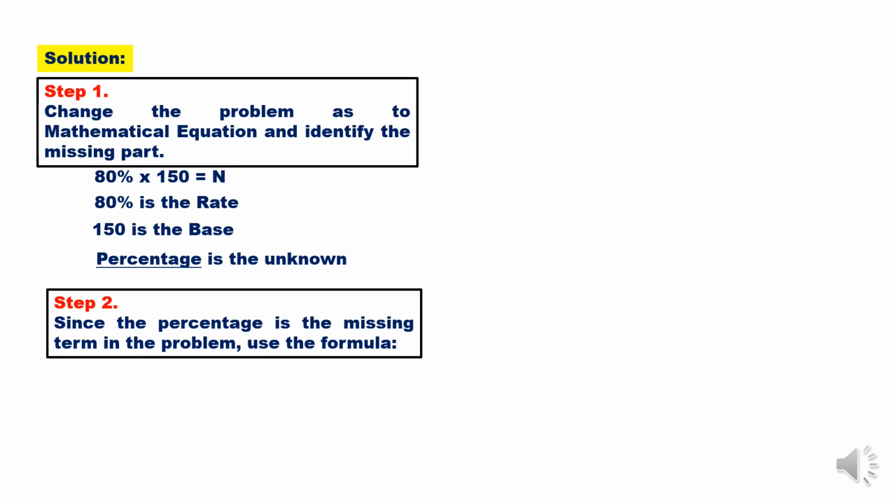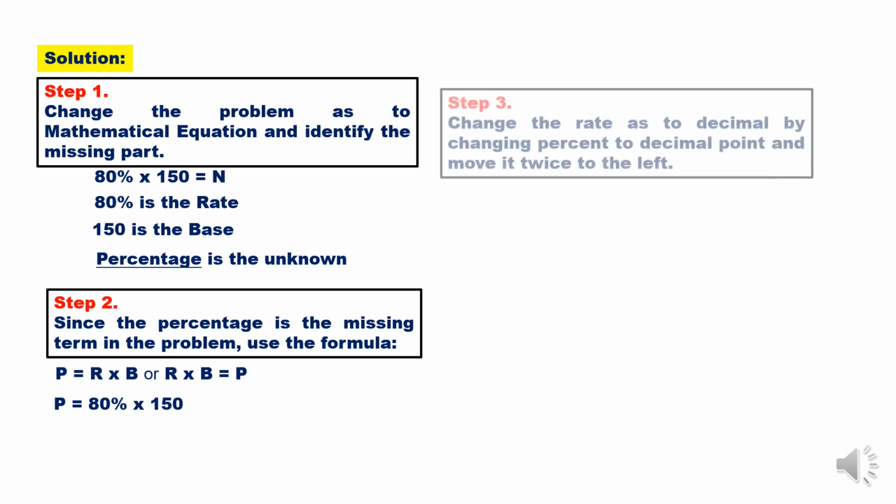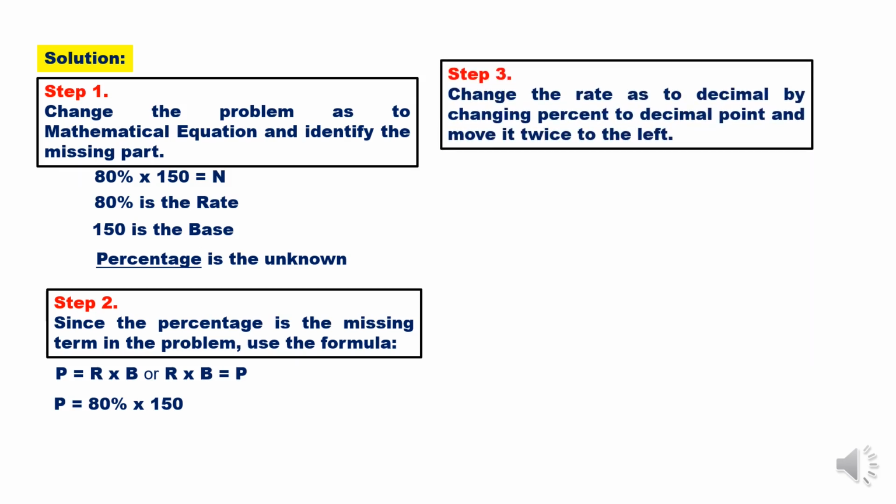Step 2: Since the percentage is the missing term in the problem, use the formula P equals R times B, or R times B equals P. P equals 80% times 150. Step 3: Change the rate to a decimal by changing the percent to a decimal point and moving it twice to the left. So 80% equals 80 hundredths. P equals 80 hundredths times 150.